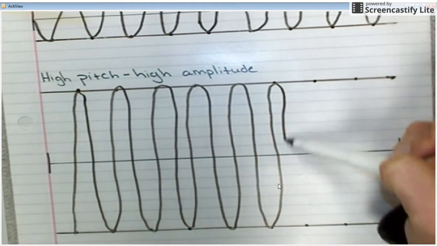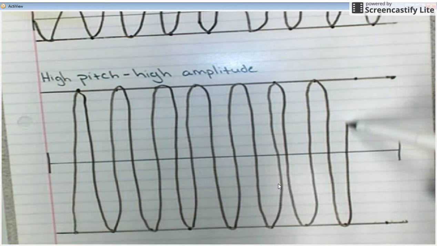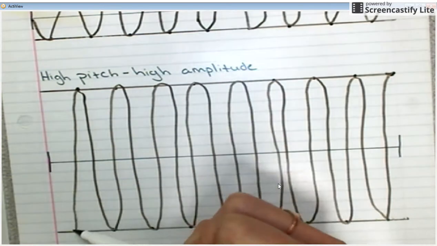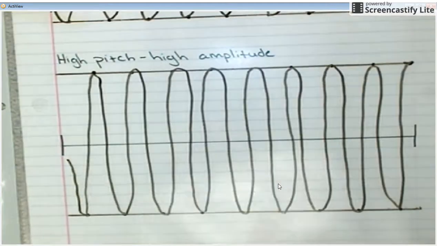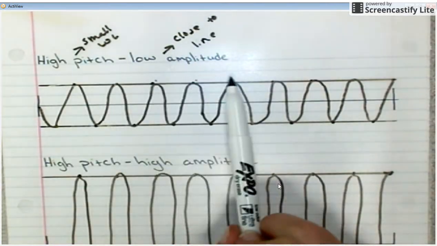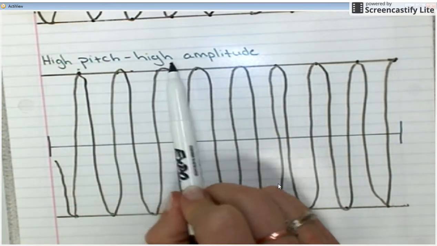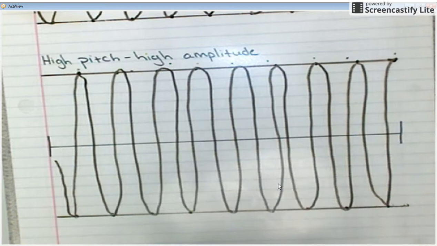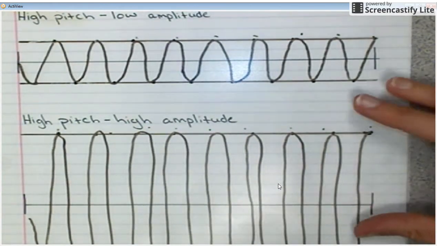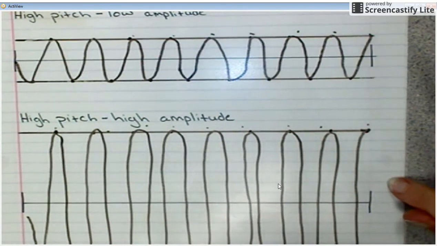So this would be considered a high pitch, high amplitude sound wave. So it looks like that. And if we look, we have 1, 2, 3, 4, 5, 6, 7, 8, 9 for our frequency down here, and 1, 2, 3, 4, 5, 6, 7, 8, 9 for our frequency down here. This is the same frequency, so it's the same note. It's just one is soft and one is loud.